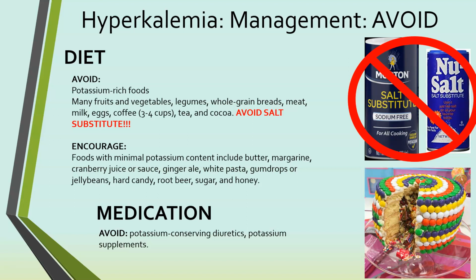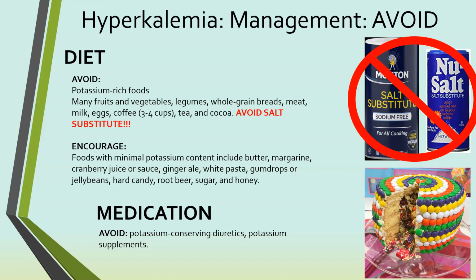So management long-term for those who are prone to having high potassium levels, you've got to talk to patients about avoiding potassium-rich foods. Many fruits and vegetables, legumes, whole grain breads, meats, eggs, and coffee and tea and cocoa can be high. Almost everything is high in potassium or has some amount of potassium in it.